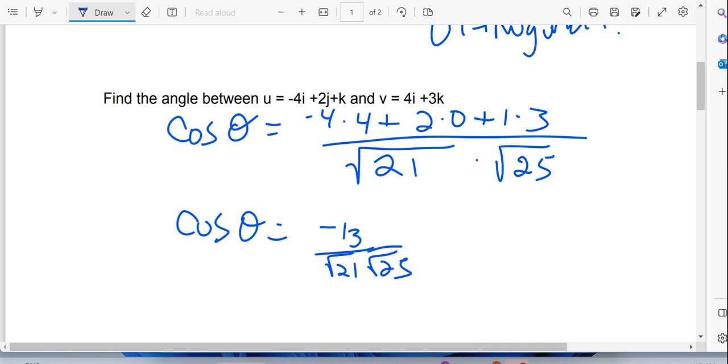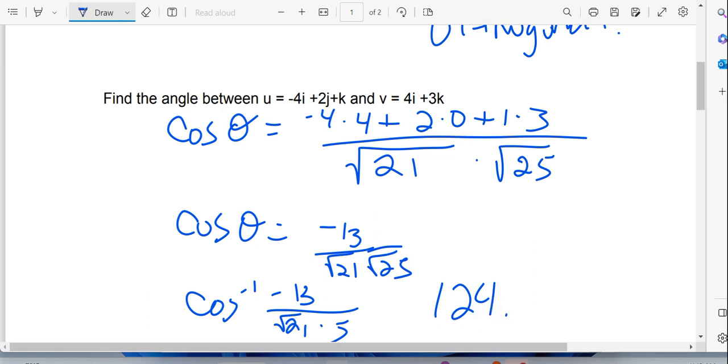Next, similar story. Find an angle between u and v. So I set up the dot product in the numerator and the magnitudes in the denominator. As such, I'm going to do inverse cosine in my calculator of negative 13 over root 21. Hey, the square root of 25 is 5 times 5. Okay. If you do that, what would you get? You will get 124.6 degrees.